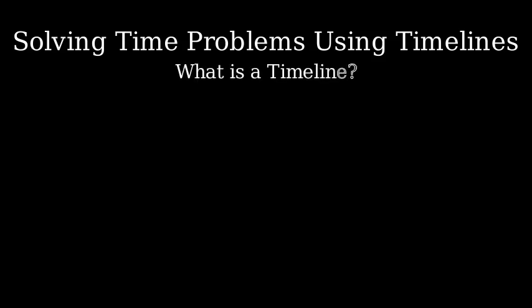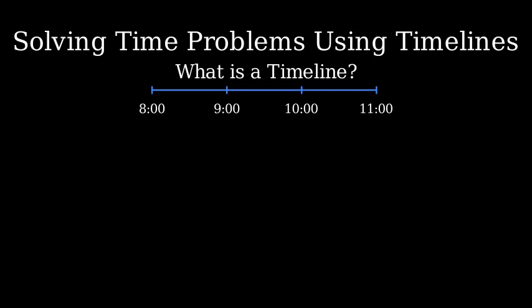Welcome to our lesson on solving time problems using timelines. A timeline is a simple but powerful tool that can help us calculate elapsed time. Instead of using clocks to calculate time differences, we can use a timeline to visualize the problem. A timeline is simply a straight line with time markers placed at even intervals. This makes it easy to see how much time has passed between events.